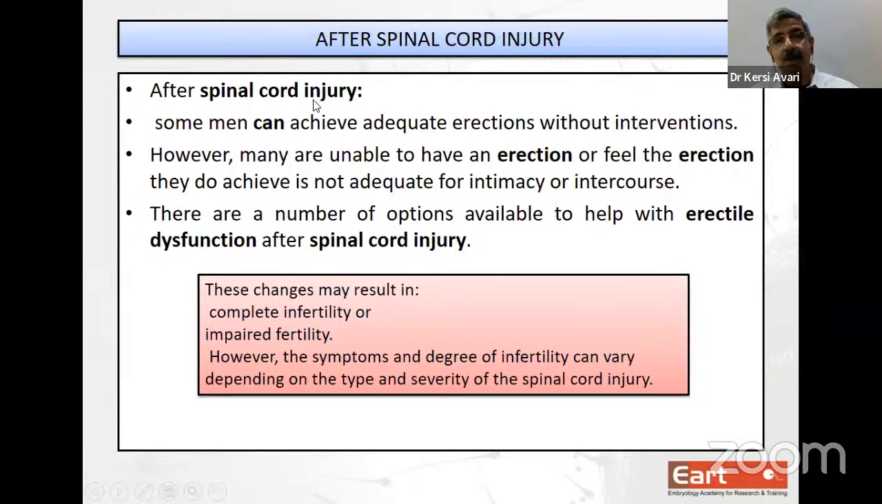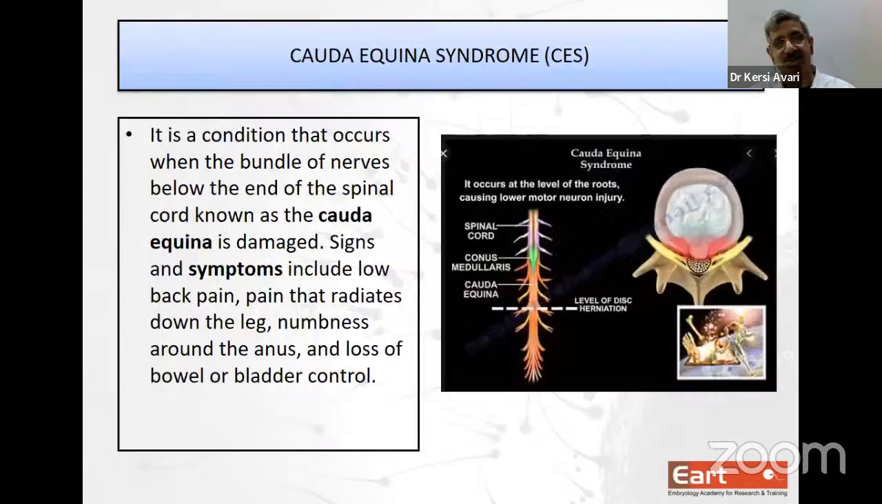So after a spinal cord injury, some can achieve erections, but many are unable to have an erection. So when the erection is not there, obviously expulsion of the sperm will not be there. So what does it result in? Incomplete, impaired fertility, complete infertility, or the symptoms depending upon the extent of the injury to the spinal nerves.